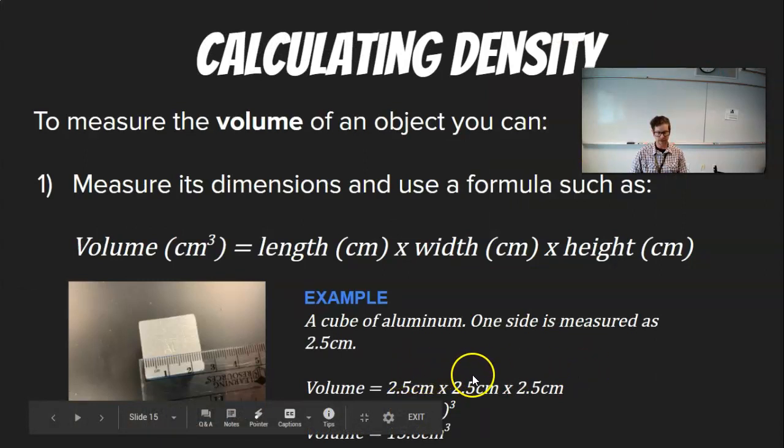So then the volume is 2.5 centimeters times 2.5 centimeters times 2.5 centimeters, or 2.5 centimeters cubed, because it's a cube, so each side is the same. The volume, after you round it, is 15.6 cubic centimeters. That's what it says right under there. Sorry about the thing in the way.